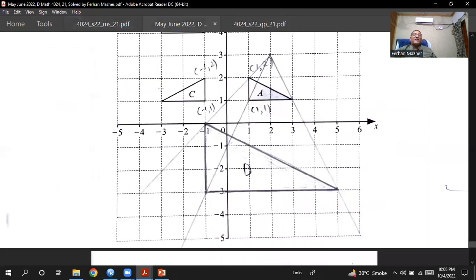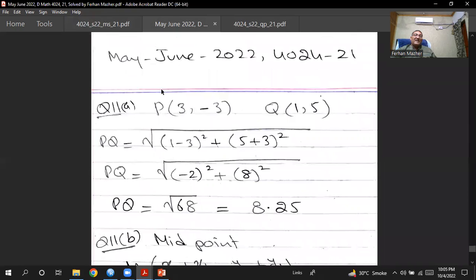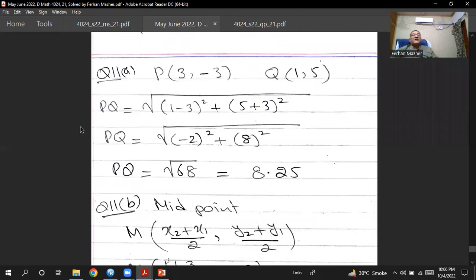You have to only apply the formula of the distance, the formula of the length. The formula is the square root of y2 minus y1 whole square plus x2 minus x1 whole square. So it will be 1 minus 3 whole square, minus 2 whole square, plus 5 minus minus 3 whole square, so here you will have 8 whole square.